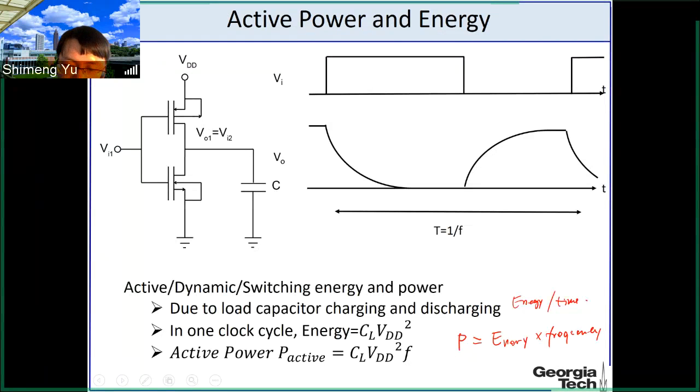And this assumes switching happens in every cycle. That means the input is switching from 0 to 1 and 1 to 0 every cycle. Then the active switching power will be this C_L VDD squared times F. Any questions?